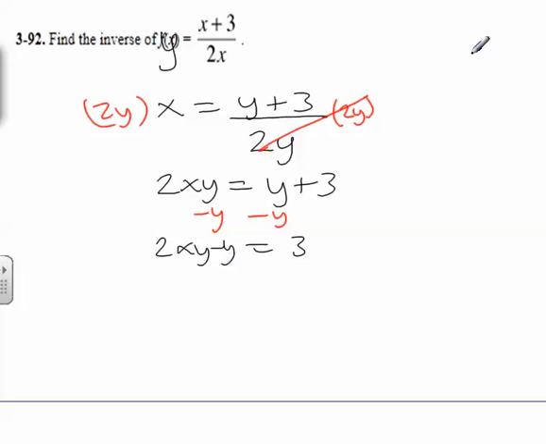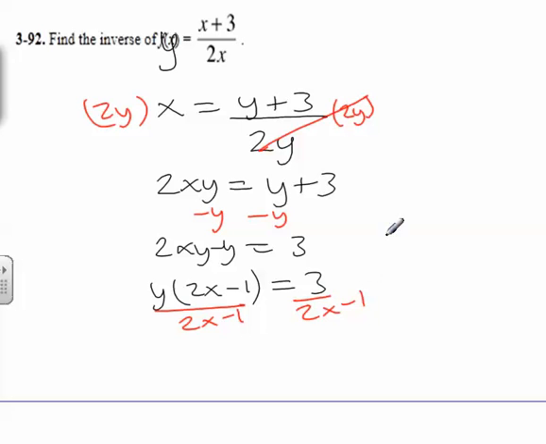So then we can factor out a y, and we get y times 2x minus 1. That equals 3. And the last step, divide both sides by 2x minus 1. And so our final is y is equal to, because those cross out, y is equal to 3 over 2x minus 1.